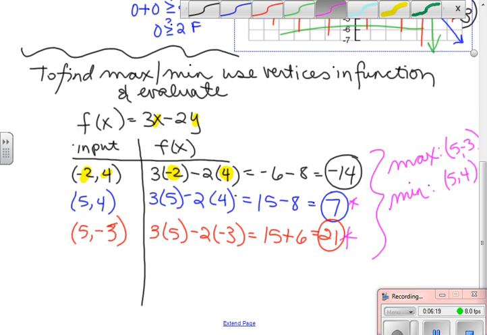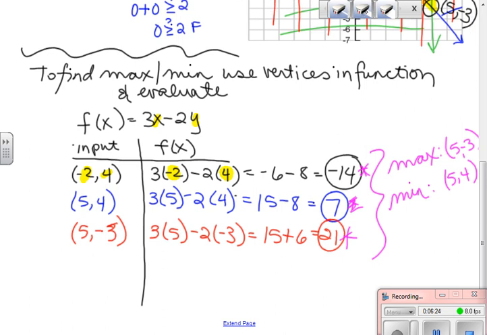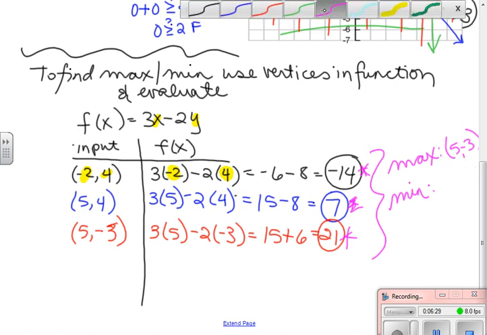The minimum occurs right there at 5, 4, because that's the lowest. Oops, I take that back. It takes place right there at, gotta be careful of those negatives, takes place at negative 2, 4, the negative value. That one is not. So be sure to look at your values carefully.